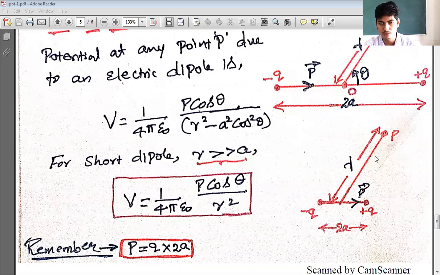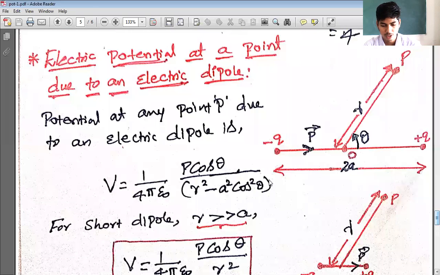So in comparison with R, A is very less, or you can also write R is very much greater than A. If R is very much greater than A, then in this equation, in comparison with R, A is very less. However, this A cos theta or A square cos square theta can be neglected in comparison with R.